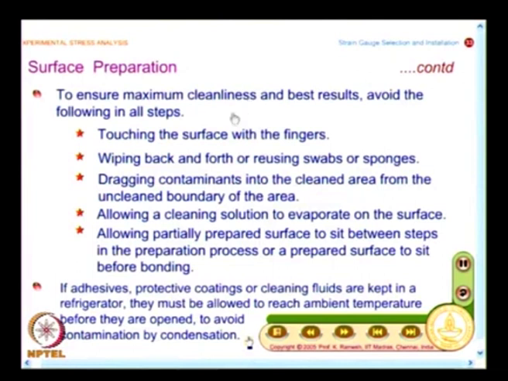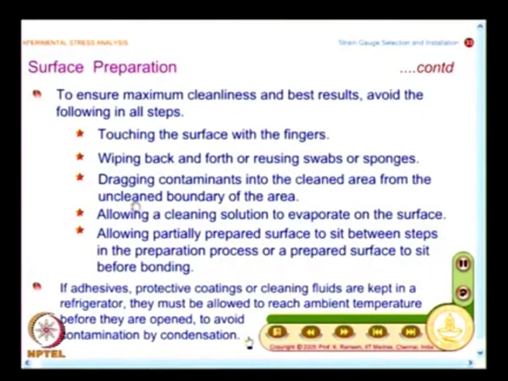So, the first aspect is do not touch the surface with the fingers, and you should not wipe back and forth or reuse the sponges. Normally you would like to economize, and you may have a consumable, you may think, why not I use the same thing? But you should keep in mind these are less expensive, a strain gauge is very expensive. So, ultimately you want to minimize cost by making a proper installation with one strain gauge. You do not lose strain gauges and then worry about small consumables. So, liberally use these consumables.